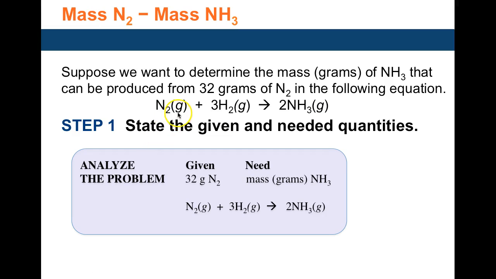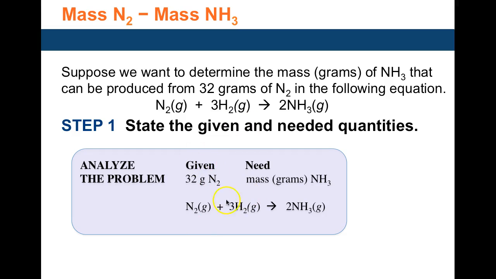So here you have nitrogen and hydrogen forming ammonia. So 1 mole of nitrogen, 3 moles of hydrogen, 2 moles of ammonia. You started out with 32 grams of nitrogen. How many grams of ammonia can you get? Take the 32 grams of nitrogen and divide it by the molar mass of nitrogen, which is around 28 grams.